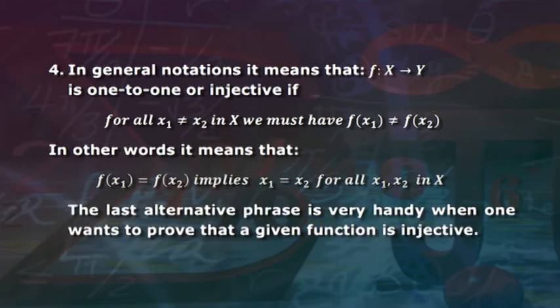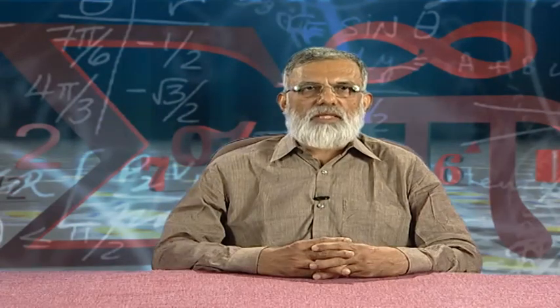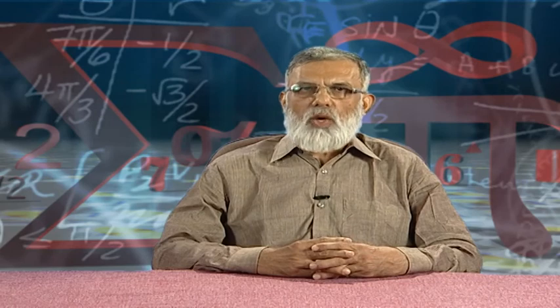The last alternative phrase is very handy when one wants to prove that a given function is injective. 5. A function which is both injective as well as surjective is called a bijective function. In other words, a bijective function is both one to one and onto.